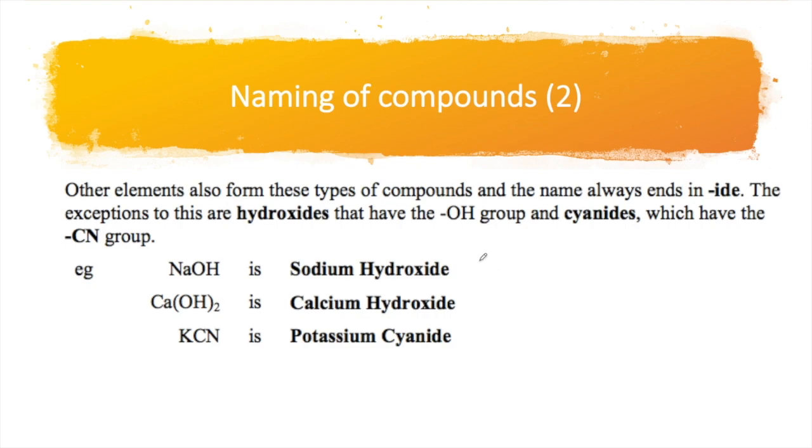Other naming of compounds. Hydroxyl, this is a group that's called hydroxyl, but when it's in combination, so you see when it's just OH, it's hydroxyl, but when it's in combination with a metal, we call it hydroxide. So you can see this is calcium hydroxide. And then this is CN, it's a cyanide ion, and it becomes potassium cyanide. I think it's safe to say you might not see potassium cyanide in your syllabus, but it's something good to know.